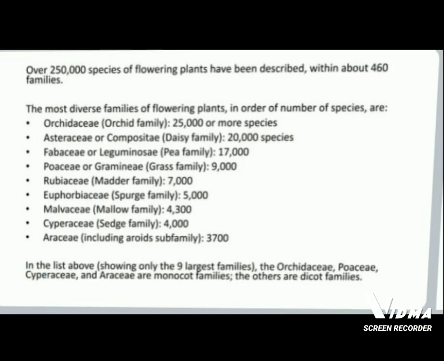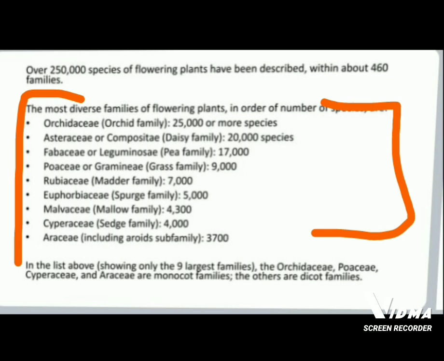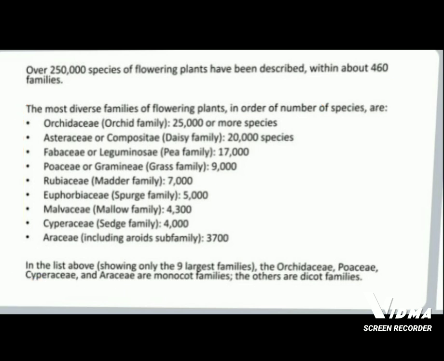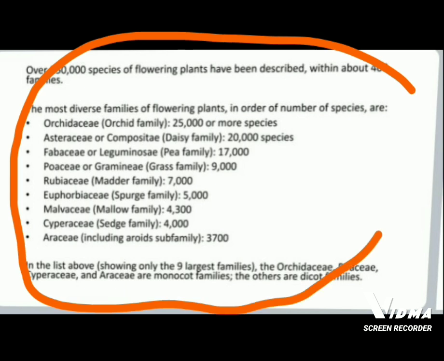Over 250,000 species of flowering plants have been described, in about 460 families. The most diverse families are listed below. These are the families of angiosperms. In the list above showing the 9 largest families, which are very important in our syllabus.